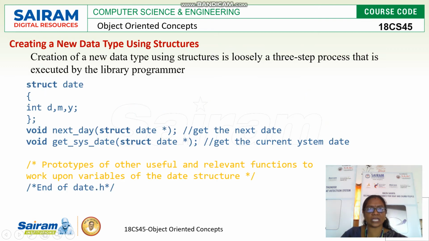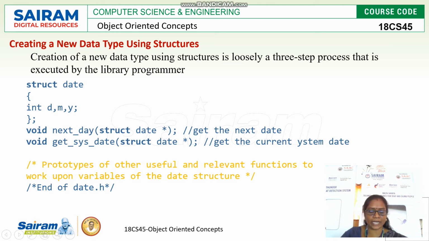Then how can we create a new data type using structure? If you want to create a new structure data type, first you write one header file. Here it is named date.h. So in the date.h, what can we do? We can create one structure with the keyword struct date. The same 3 integers are declared. Then whatever functions we need to process with the structure can also be declared. Then we can close the end of date.h.